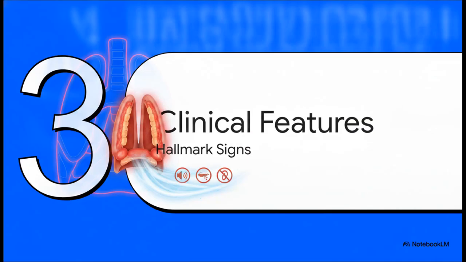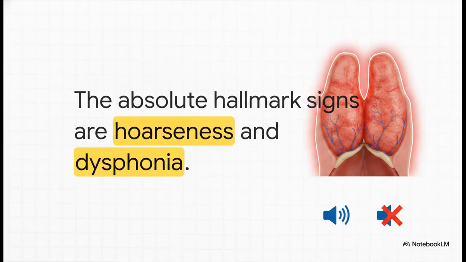Which brings us to Section 3, Hallmark Clinical Features. Listen, if you take absolutely nothing else away from this clinical presentation, please remember this. The absolute hallmark signs are hoarseness and dysphonia. Those inflamed, edematous vocal cords simply cannot produce normal sound. They completely lose their pliability, and in severe cases, this progresses all the way to complete aphonia, literally a total loss of the voice, which, as you can imagine, is highly distressing for the patient.